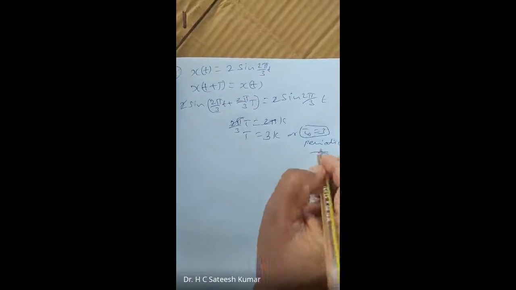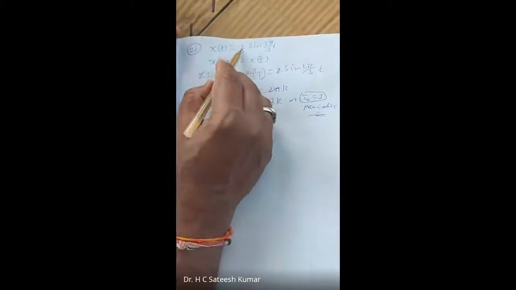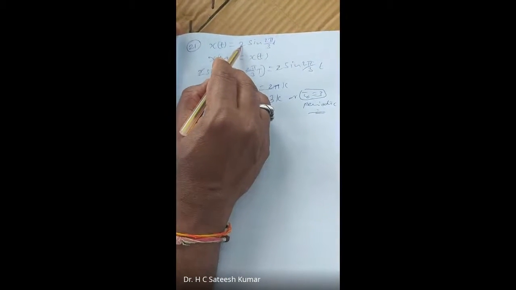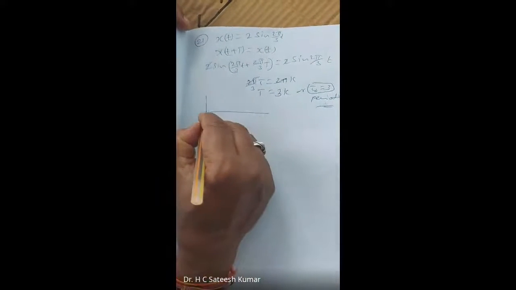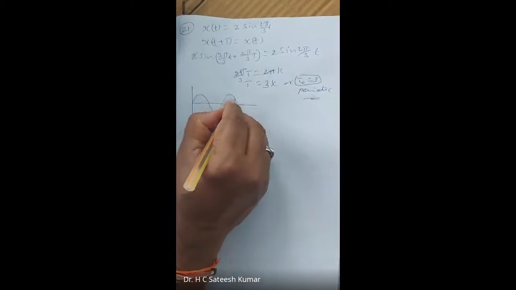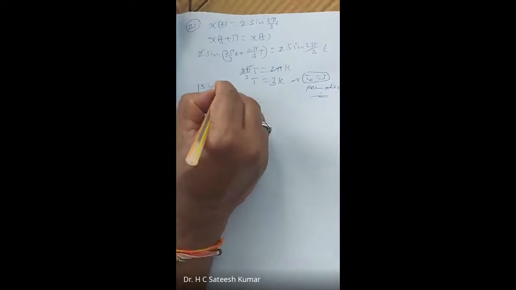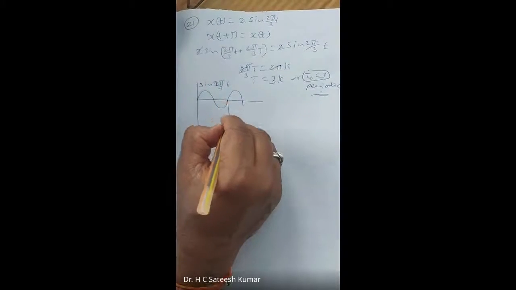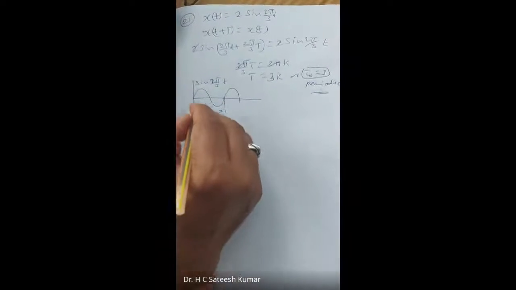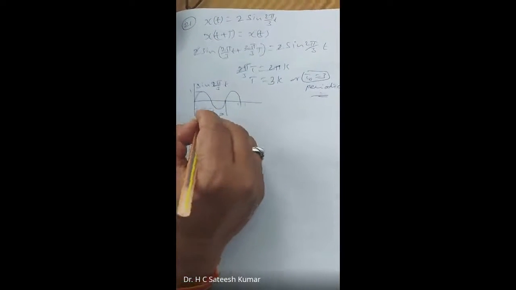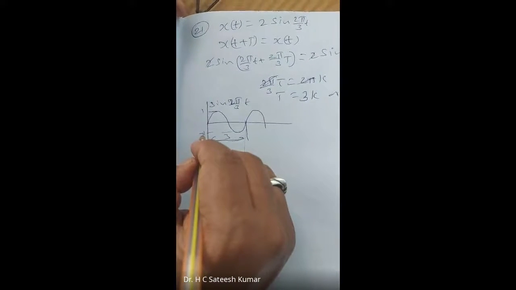So what can you understand from this? Amplitude scaling will not affect the periodicity of the signal. Once again, I'll give an example. You see here, let us say I have sine of 2 pi by 3 t, whose period is 3. Now I'll multiply by 2. This value is 1, because we know that the maximum value of sine is 1 and the minimum is minus 1.